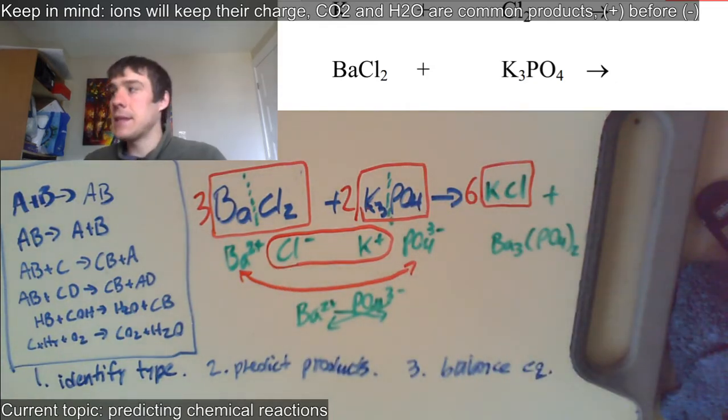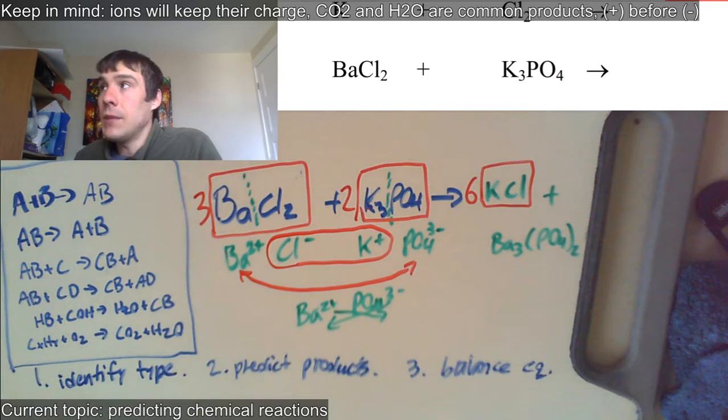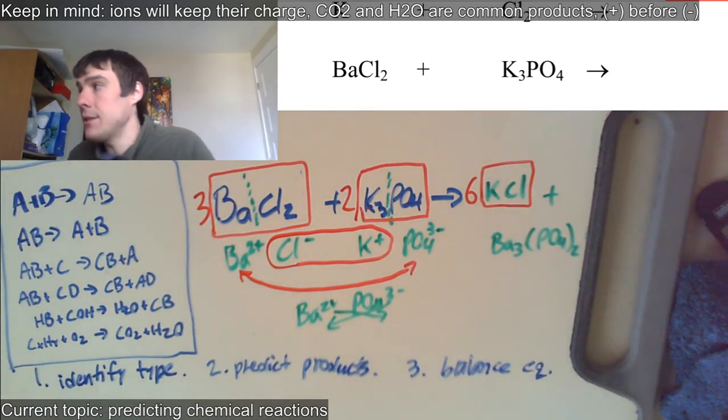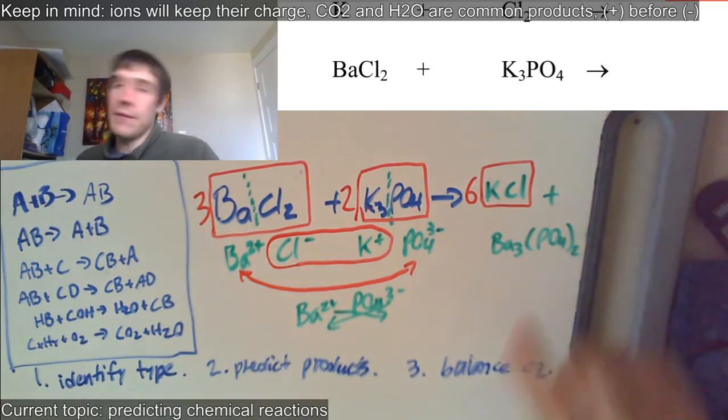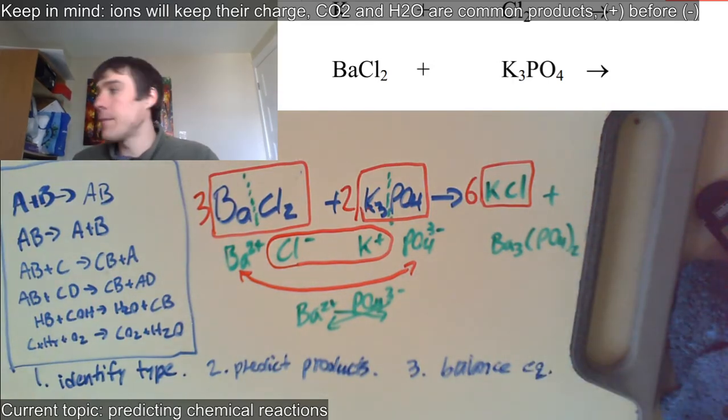So yeah, double displacements can get a bit interesting when you have to swap the ions and work out what kind of products you're going to get, especially when you get this kind of thing with polyatomic products. Well, I think we've got enough time to do one more, and then there'll be a half-hour video, so we'll do one more.